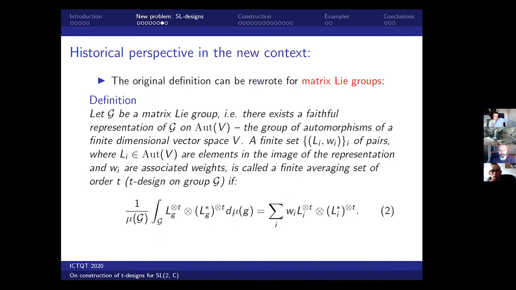And now, the historical perspective in the new context is our redefinition of T designs, or generalization of T designs to averaging over arbitrary matrix groups. So the definition goes as follows. Let G be a matrix group, which means that there exists a faithful representation of G on the space of automorphisms of some finite dimensional vector space V. This is a very important assumption, that we discuss only finite dimensional representations.